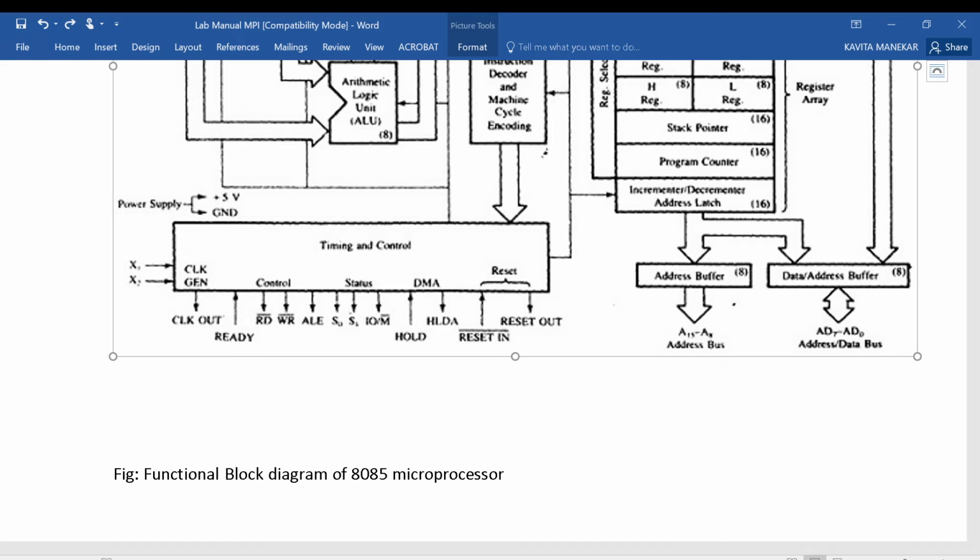Now we will go for the next pin at the timing and control unit, and the pin is S1 S0. This pair of pins will give the status of the signal again for IO device and memory device. Since these pins are working together, S1 S0 gives the status for 00, 01, 10 and 11. So there will be 4 statuses for IO device and memory.